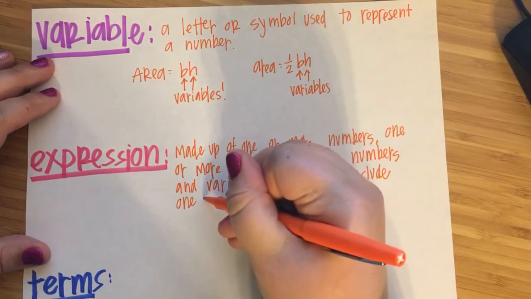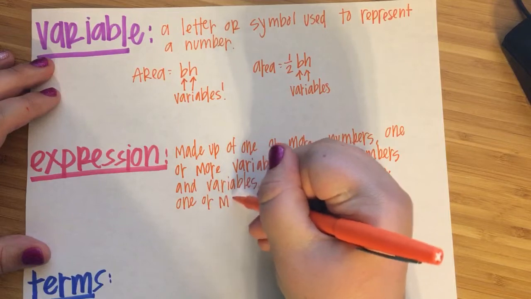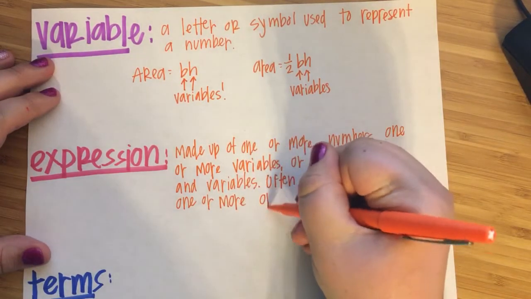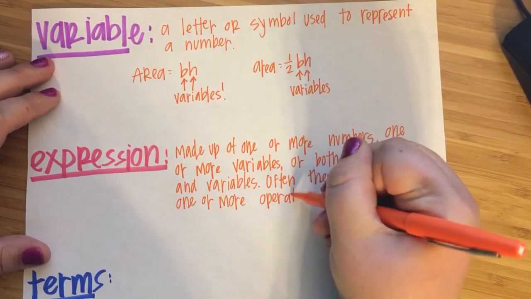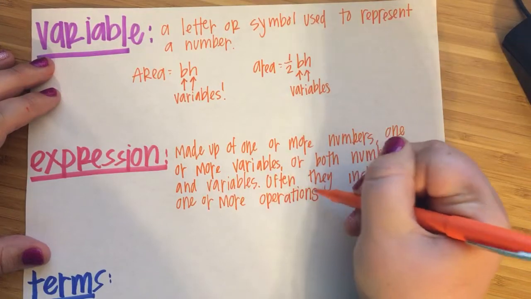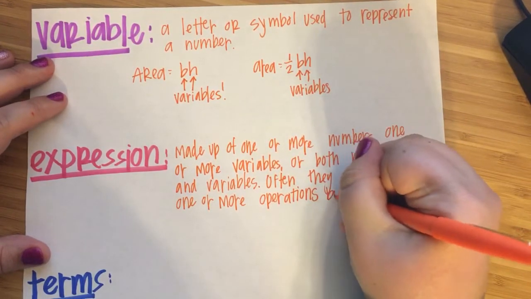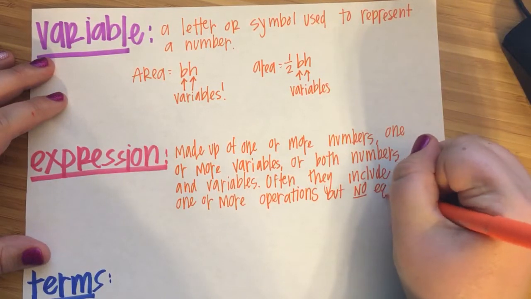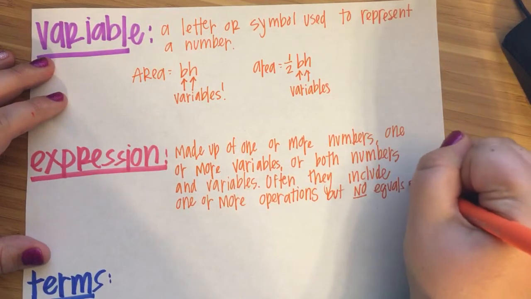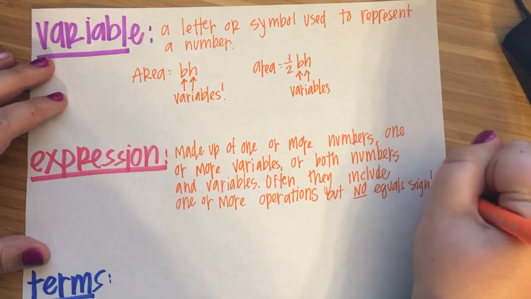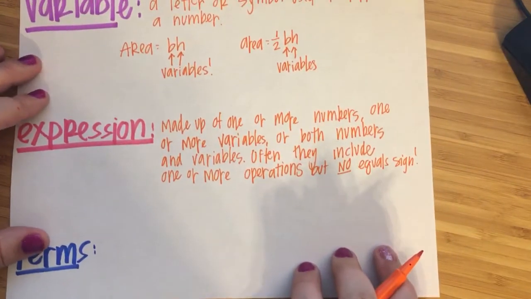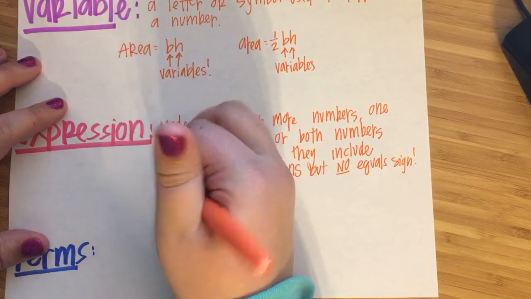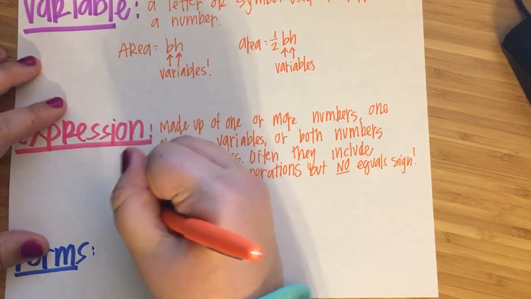I'll be showing you some examples of things that are expressions and things that are not. So the definition: it is made up of one or more numbers, one or more variables, or both numbers and variables. Often they include one or more operations, but no equal sign. So it could have addition and subtraction and division, really anything under the sun. It could have more than one.